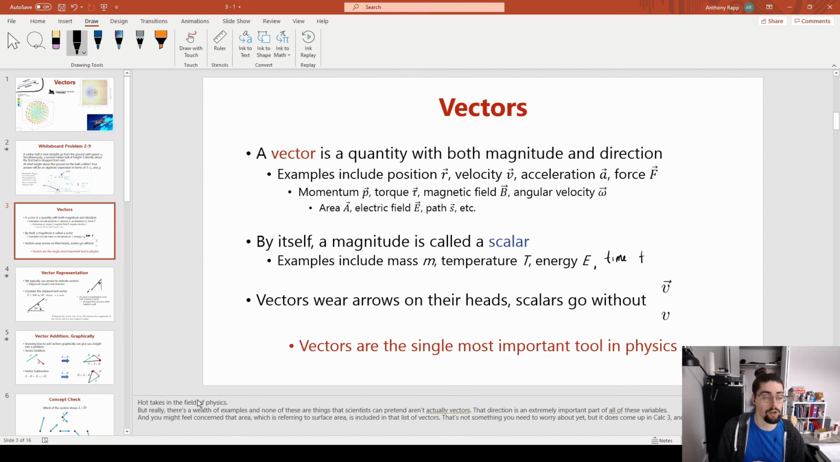Time does not have a direction. Not for us, not right now. If anybody has looked into relativity or anything else, that maybe sounds a little bit strange. But for us, time is going to be one of those quantities that is not a vector. Right now, at least. One day we will talk about breaking all of this stuff down and ruining all of this good classical physics that we've got.